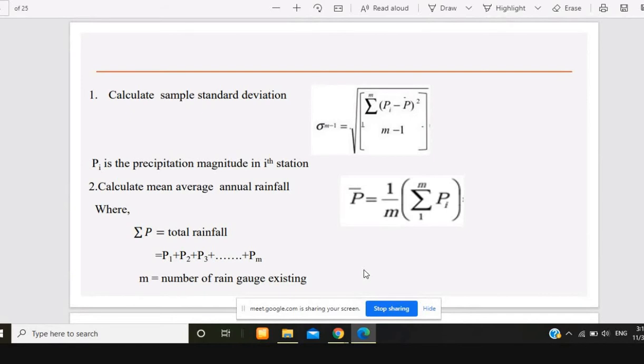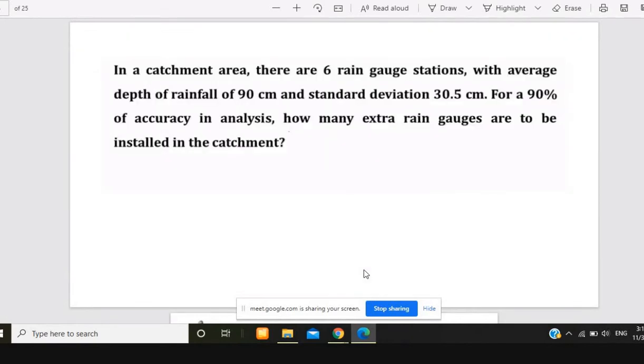Now we will look into one problem related to this optimum number of rain gauges. So this is the problem. In a catchment area, there are 6 rain gauge stations with average depth of rainfall of 90 centimeter and standard deviation 30.5 centimeter. For 90% accuracy in analysis, how many extra rain gauges are to be installed in that catchment?